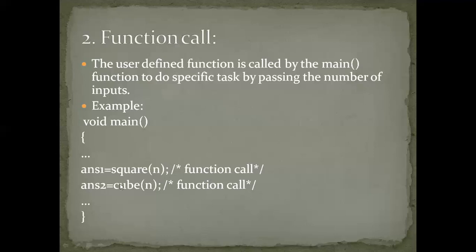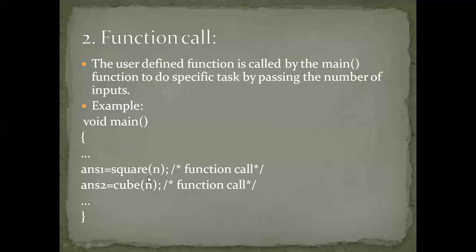So this is a function call. Then the second variable, answer2, and the function name is cube. If I pass the n value 2, what is the cube? 2 raised to 3, that is how much? 8. Here I'm talking about the function call. The function call is the function name cube and function name square, which I have written inside the main function, that is void main. So this is how the function call works.